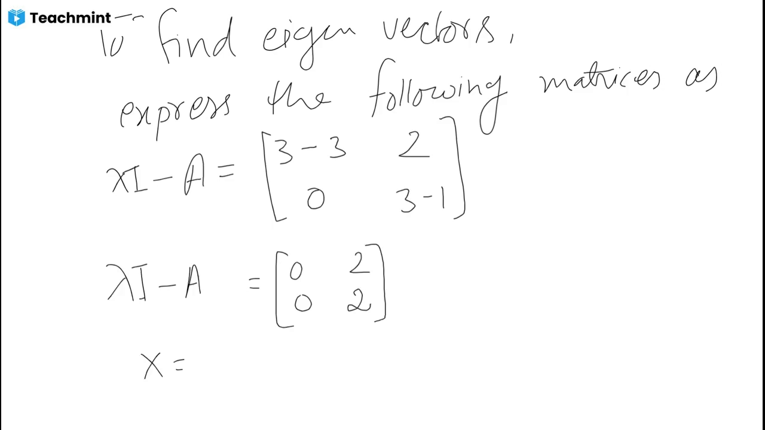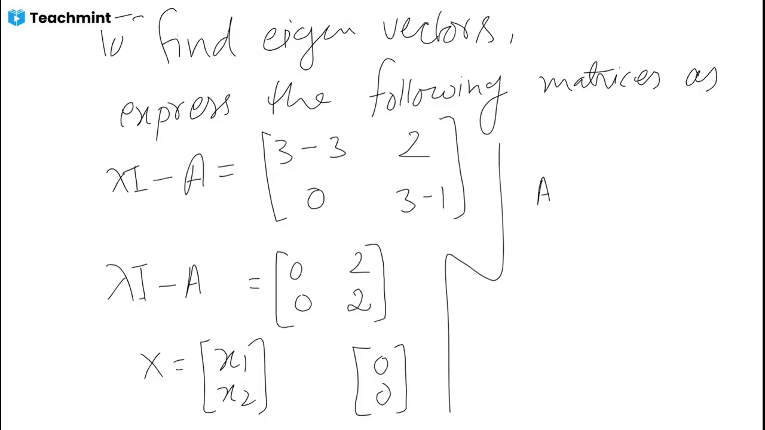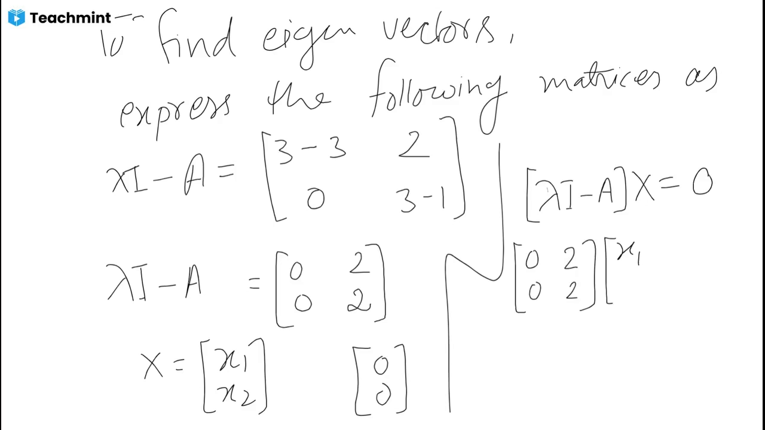And we are taking here x, because this is of order 2 by 2, so we are taking two values here, x1 x2, and we'll take a null matrix on the right side. We can express them as Ax, or lambda into I minus A matrix multiplied by x, taking the right side 0 as a null matrix. So here we have 0, 0, 2, and 2, and we multiply by x1, x2, with the right hand side a null matrix, or you can say a 0 matrix.